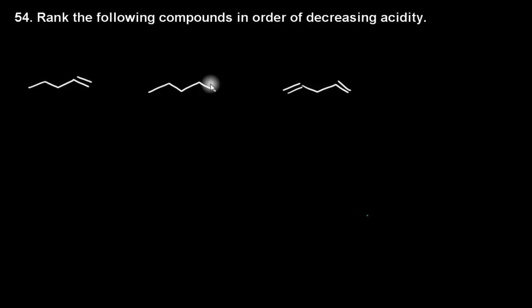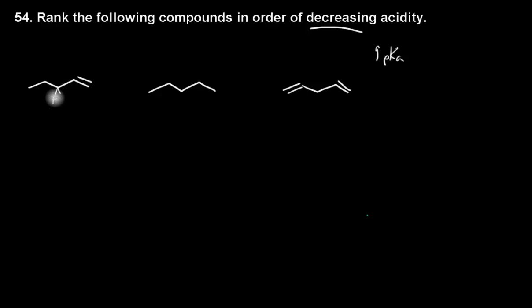Okay, question 54. Rank the following compounds in order of decreasing acidity. When we say decreasing acidity, keep in mind what we're saying is increasing pKa. So the higher that pKa number is, the less acidic the compound is going to be.